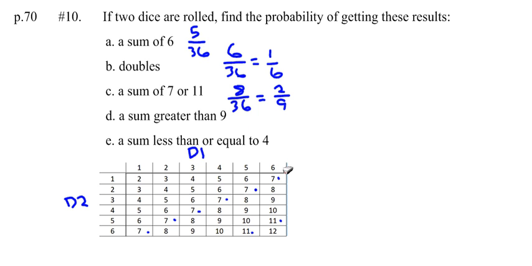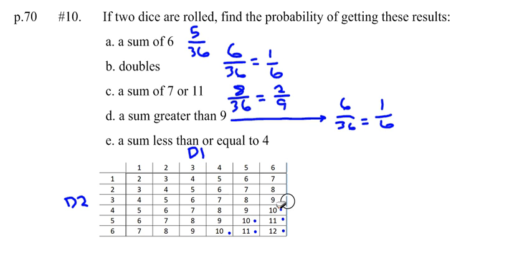Okay, next problem asks, what's the probability of getting a sum greater than 9? So I'll get my markings out of here. So greater than, so I'm not including 9, so it's just the sums of 10, 11, and 12. There are 6 marks I put there. So my answer is 6 out of 36, which if you choose to reduce is 1 out of 6.